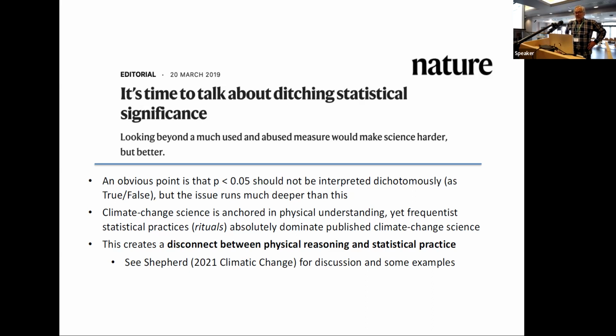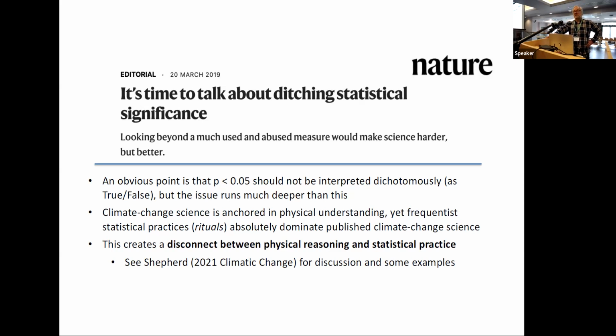So you refer you to that. It's about climate science, and in climate change science, and I think S2S prediction will be the same. It's anchored in physical understanding. We always think about mechanisms, yet frequentist practices, which are essentially rituals, absolutely dominate published climate change science.